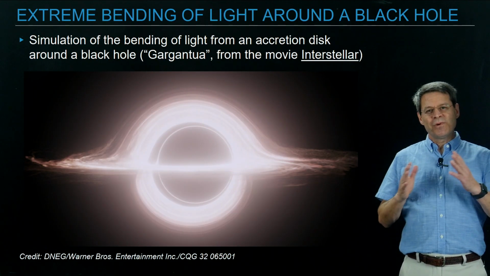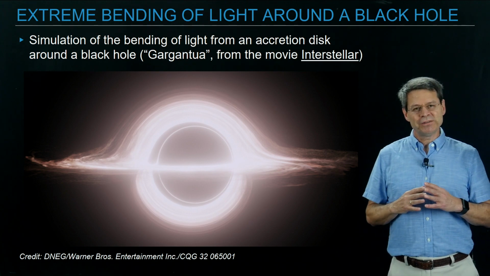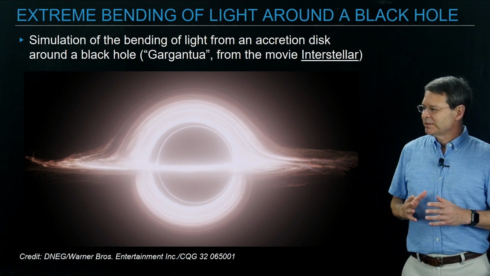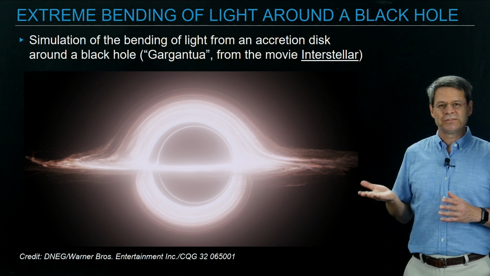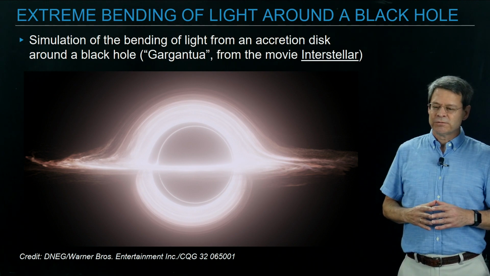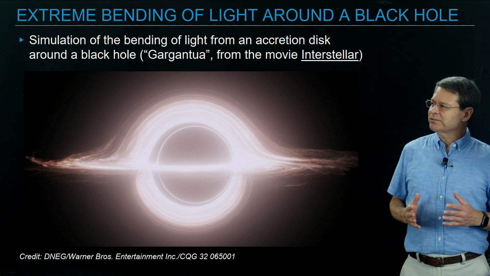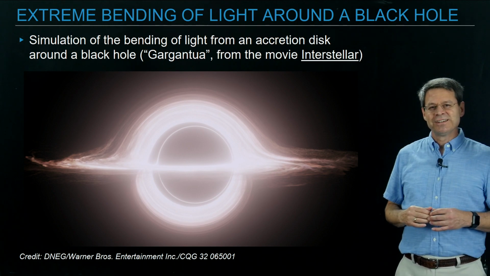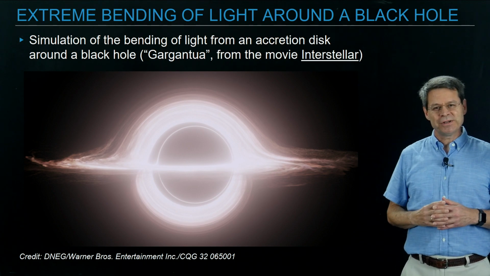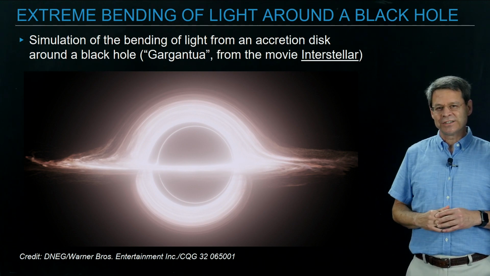But we can have even more extreme bending of light, for example, around a black hole. This image here is a simulation of the bending of light from a so-called accretion disk around the black hole. It comes from the movie Interstellar, where the black hole was named Gargantua. And it gives you this interesting shape. It looks like an eye looking at you.